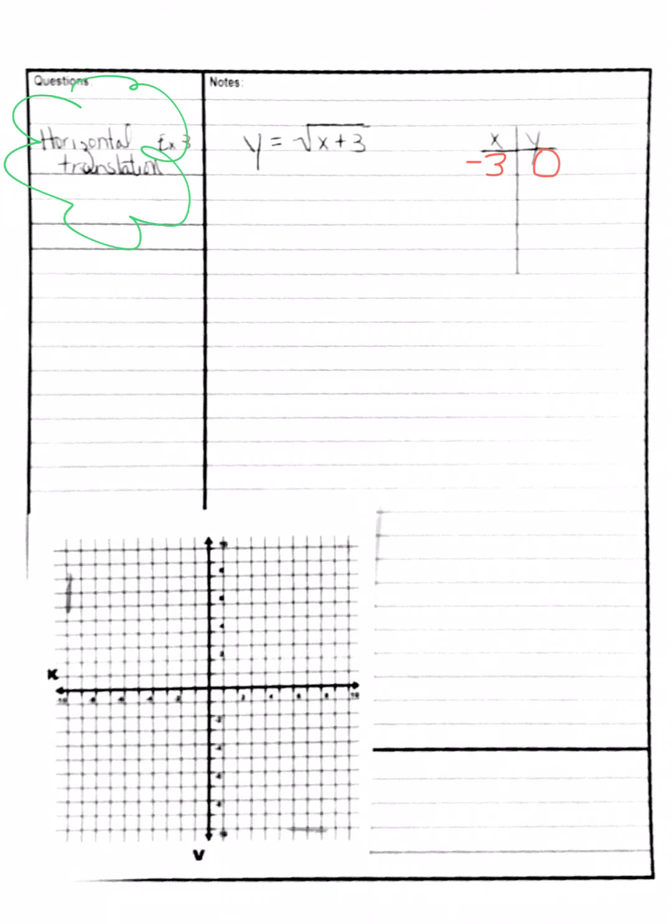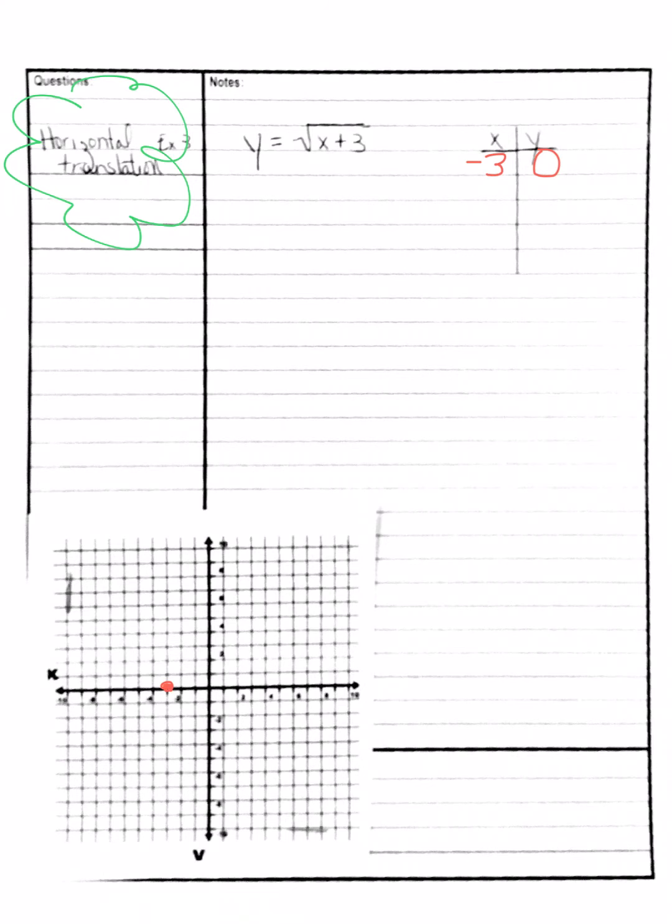So here we are able to put a negative value in for x because that sum is going to get you 0. So if I go over negative 3 on my graph and up nowhere, this is where we're going to start. So you can see that this graph is being translated horizontally.